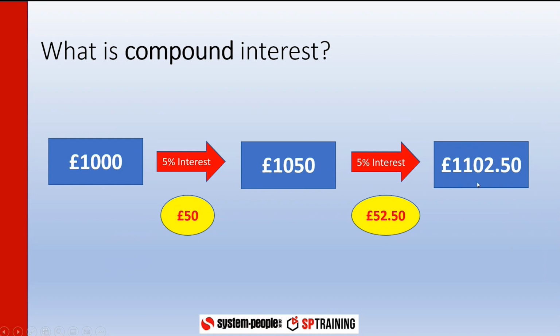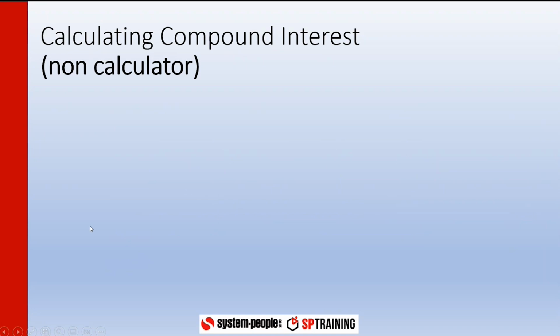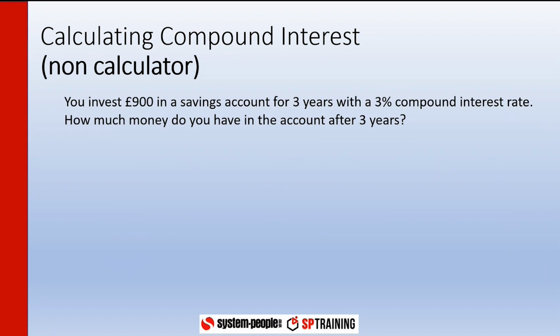Now, let's have a look at two different examples. We're going to do calculating compound interest without a calculator, and then we're going to look at a formula that we can use with a calculator. So if we're calculating without a calculator, this is what we will do. Here's the question. You invest £900 in the savings account for 3 years with a 3% compound interest rate. How much money do you have in the account after 3 years?